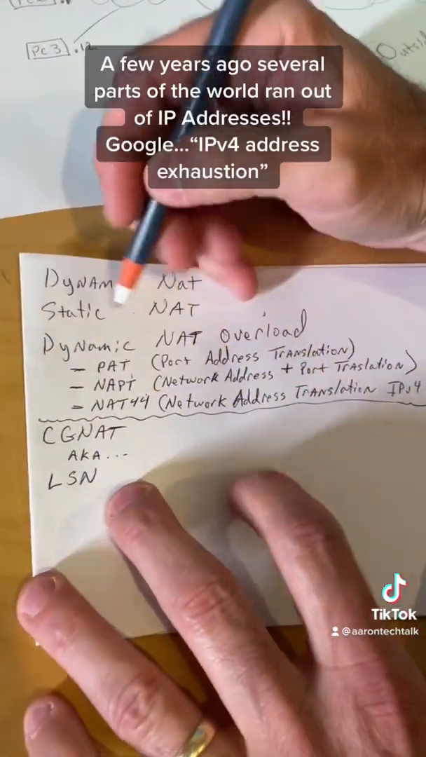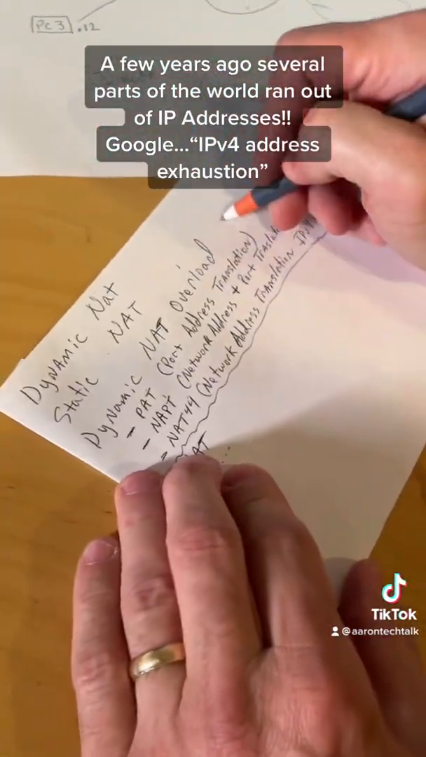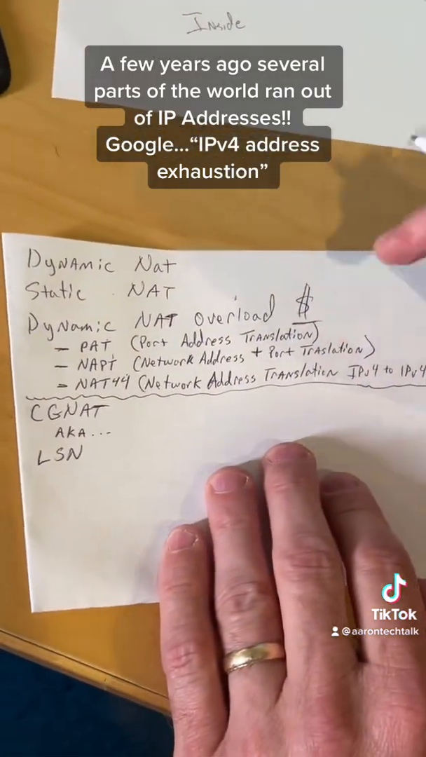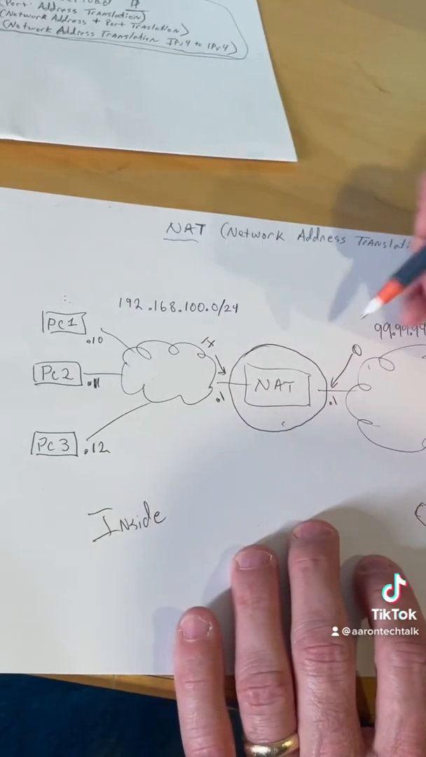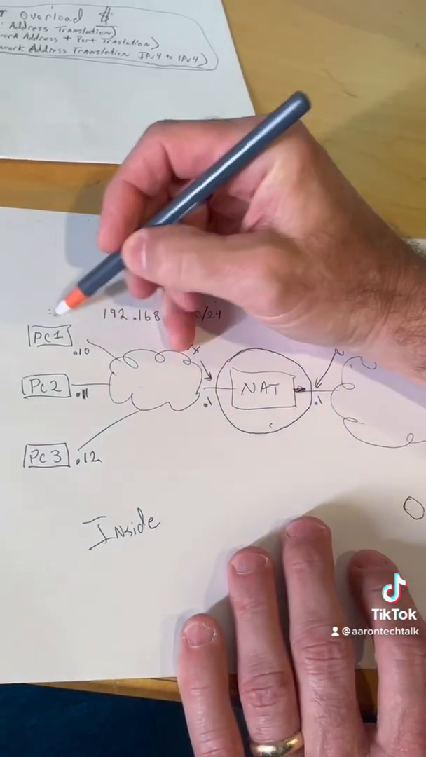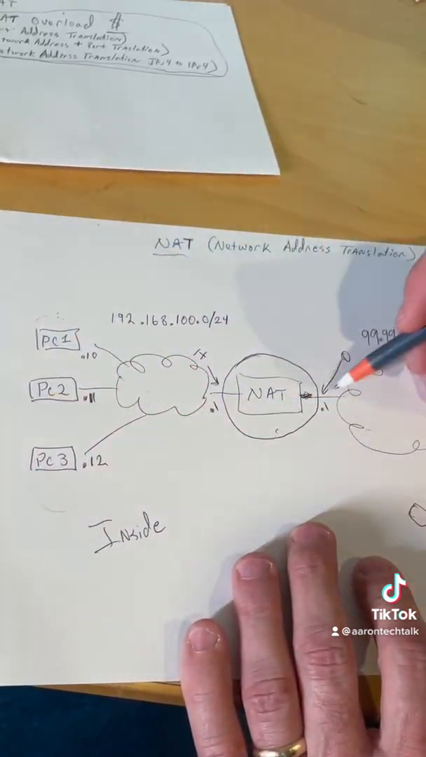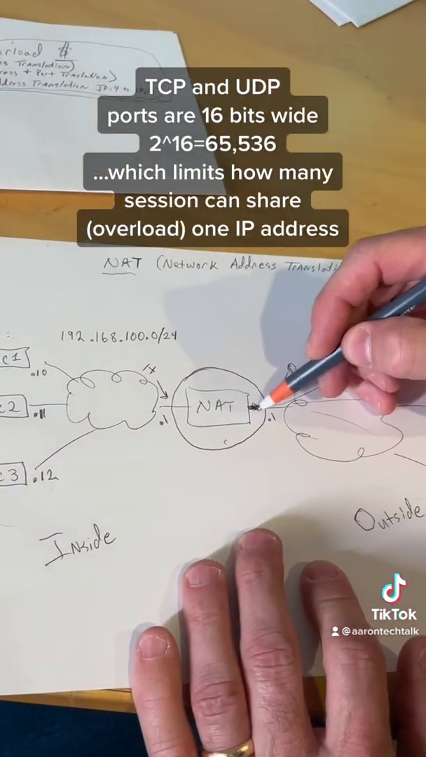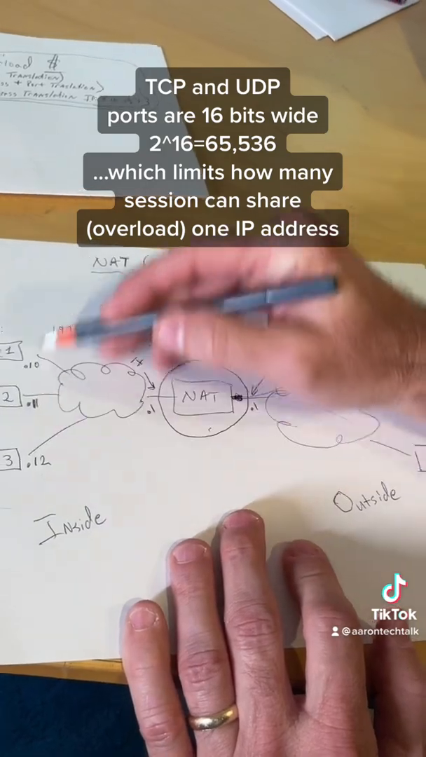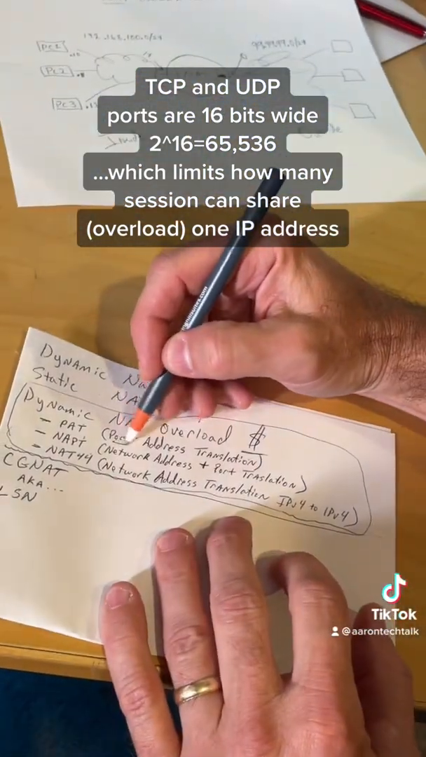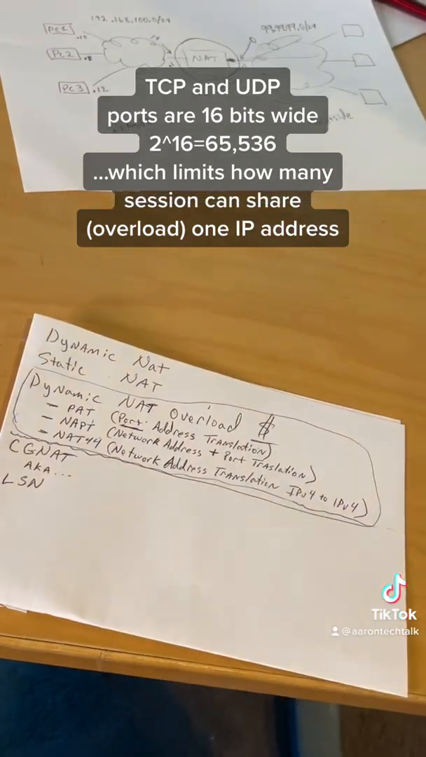But I'm going to say right away, dynamic NAT overload is where NAT made its money. This is where you save IP addresses. You're overloading the address that you have on the outside, where all three of these computers can look like they're coming to the internet from this one IP address, and the way that they stay unique is it's translating ports, TCP and UDP ports.